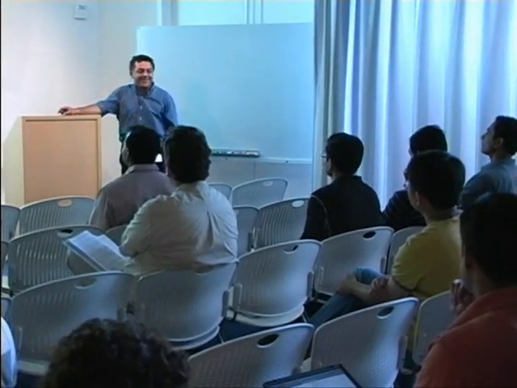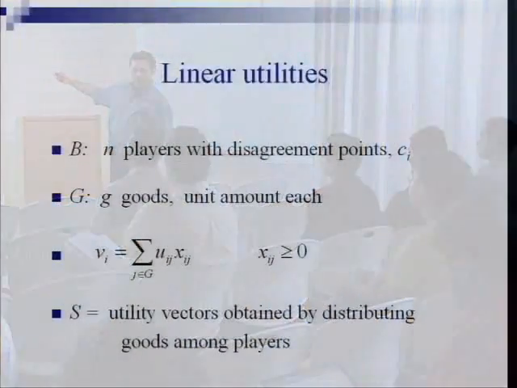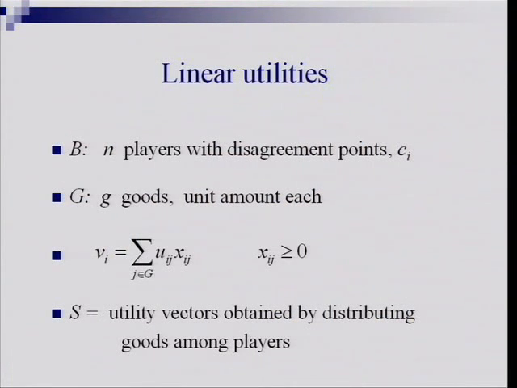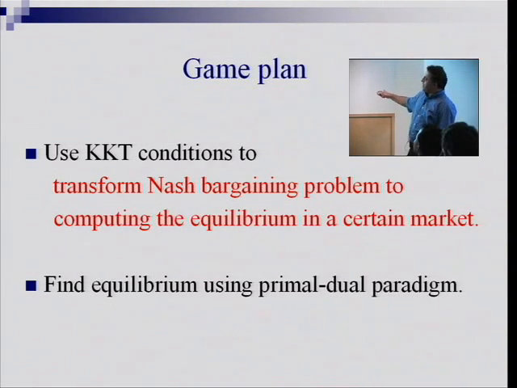So let's talk about that. Again, this is the problem I want to solve, this Nash bargaining problem. And here's my game plan for the rest of this talk. I'm going to use KKT conditions to transform this Nash bargaining problem into that of computing an equilibrium in a certain market, and then show you how the equilibrium is computed using the primal-dual paradigm, about which I'll also talk a bit. And the big question next is, what is this certain market?